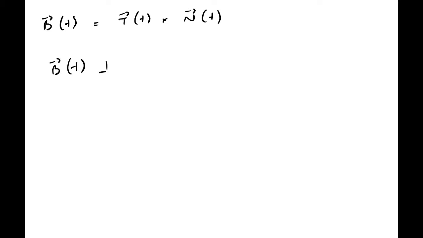Next, about the binormal vector. The binormal vector B(t) is defined by T(t) cross N(t). Because of that, the binormal vector is orthogonal to the tangent vector, and it is also orthogonal to the normal vector.